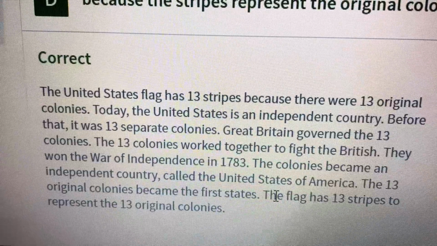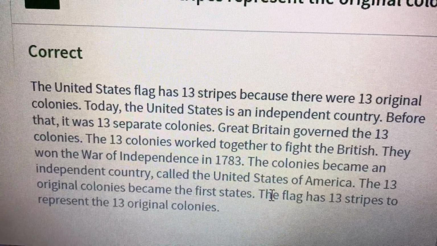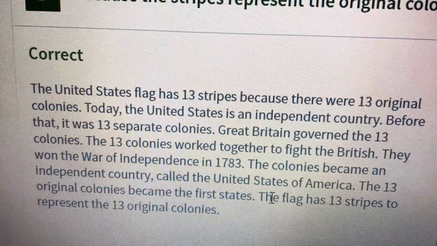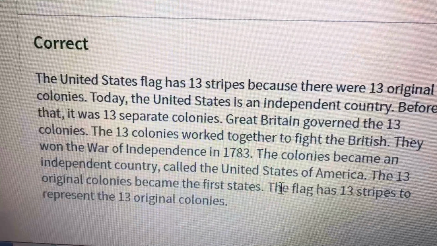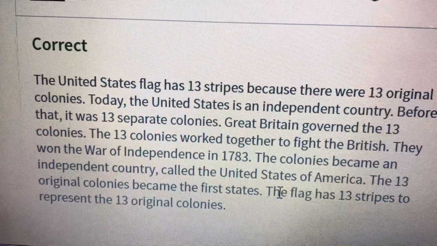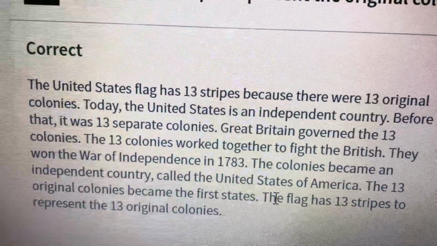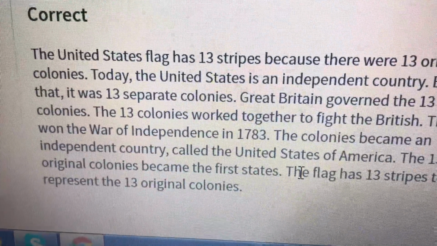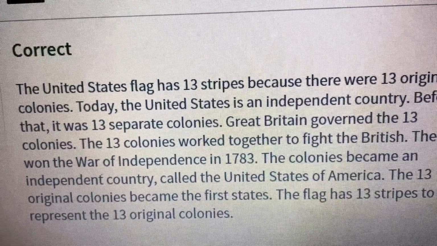They won the War of Independence in 1783. The colonies became an independent country called the United States of America. The 13 original colonies became the first states. The flag has 13 stripes to represent the original colonies. Wow, we learned something.